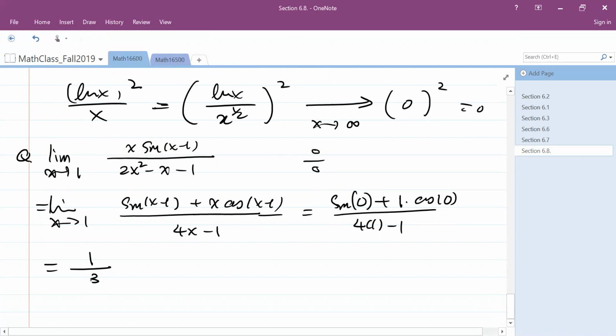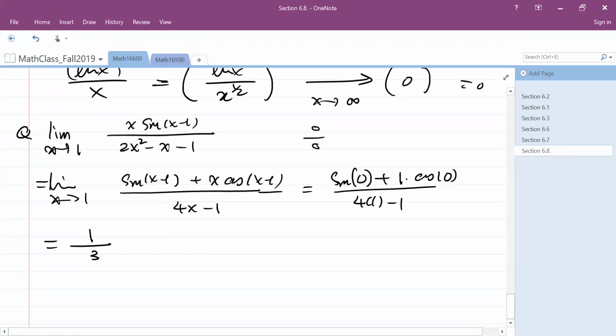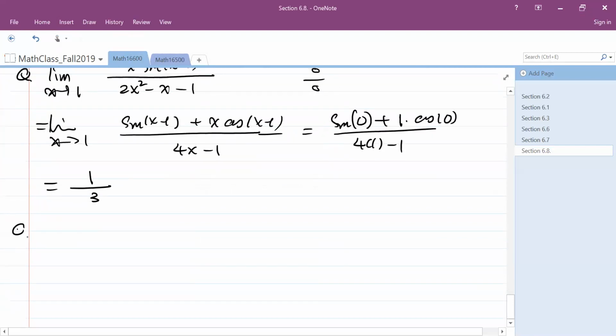So it's getting easier, right? Just be careful, every time you check whether this is 0 over 0 type or infinity type before you apply L'Hopital's rule. All right, so we try the next one. All right, let's find another problem here.